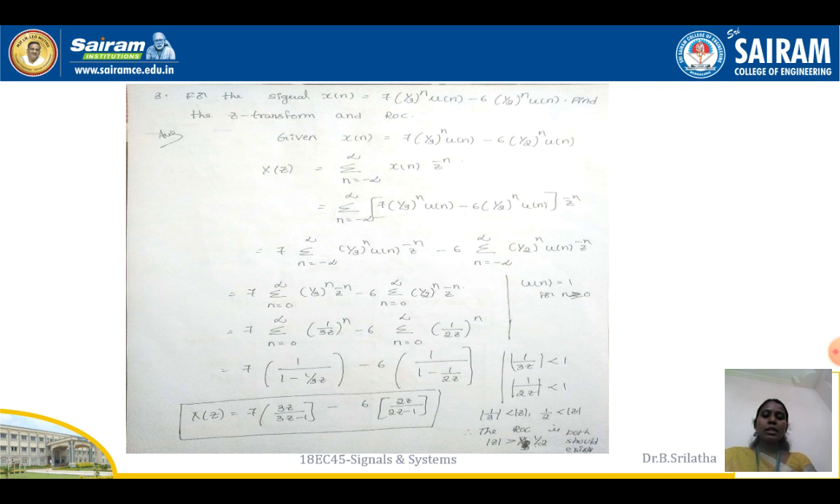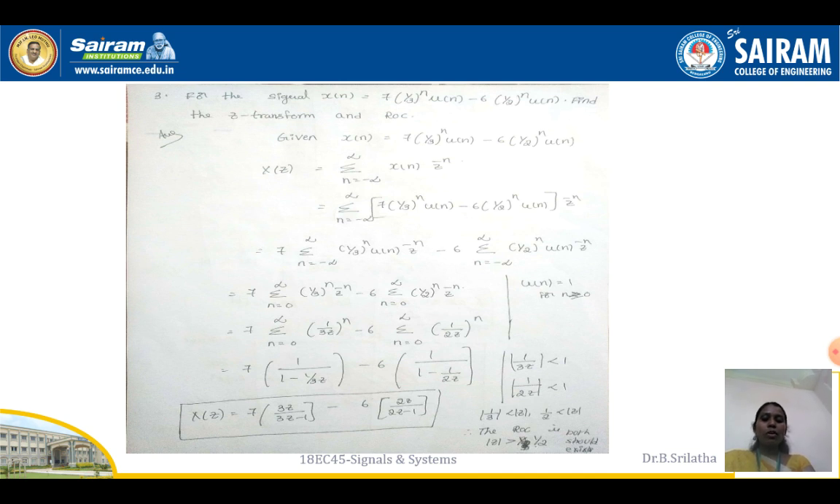Now this is in the form of the formula we already know for summation n is equal to 0 to infinity a power n, which is 1 by 1 minus a. Here what is a? a is 1 by 3z. Same thing in the second expression, 1 by 1 minus, instead of a, 1 by 2z. In the first expression it exists only when 1 by 3z is less than 1. In the second expression, 1 by 2z is less than 1. If you want you can simplify, otherwise you can keep as such also, nothing will happen.